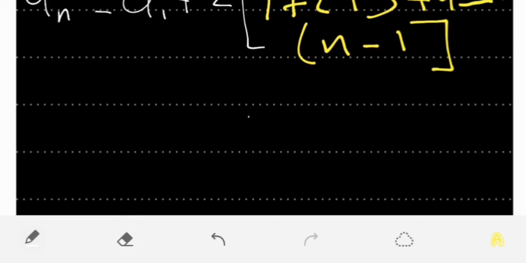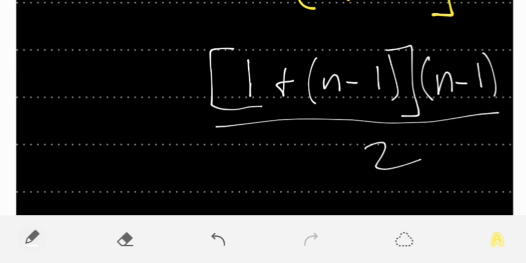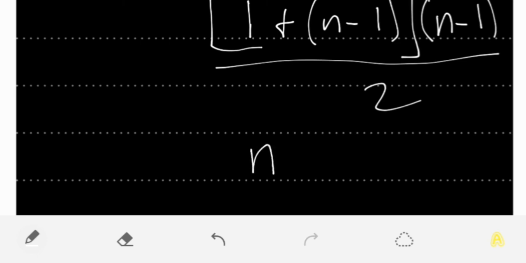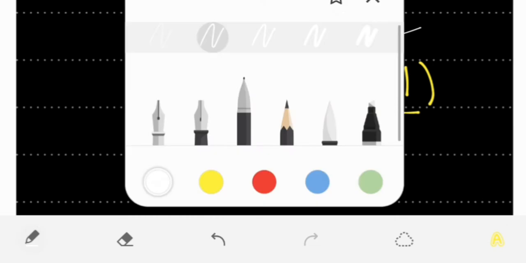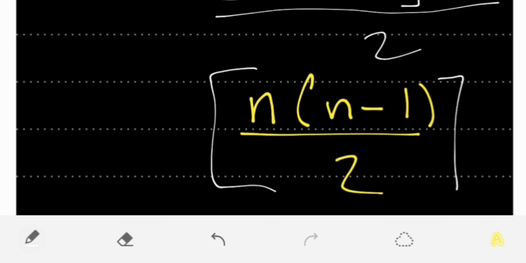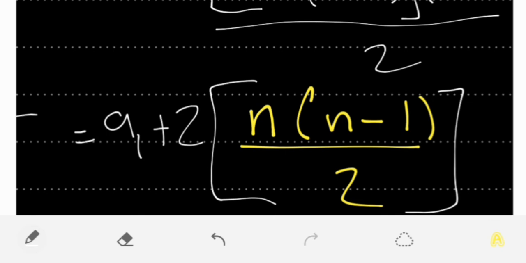So what is the first term? It is 1, and the last term is n minus 1. And how many terms do we have? Well, we have 1, 2, 3 until n minus 1, so we have n minus 1 terms, divided by 2. So this part in yellow is going to be n times n minus 1 divided by 2, because 1 plus n minus 1 is n. But remember, this part was multiplied by 2, so we will have over here 2 times this, plus a1, equals an.